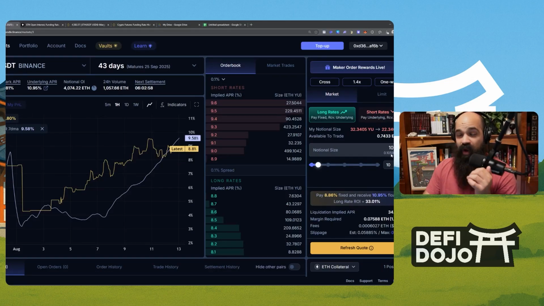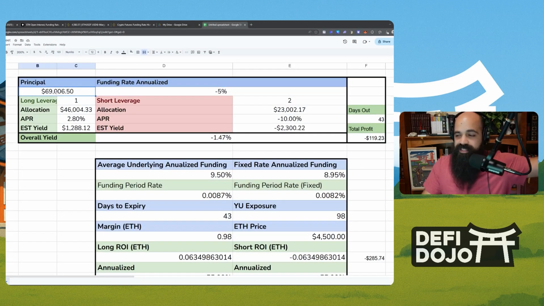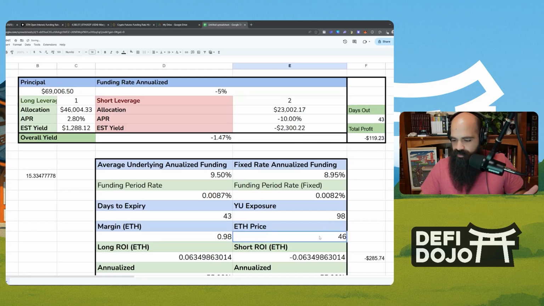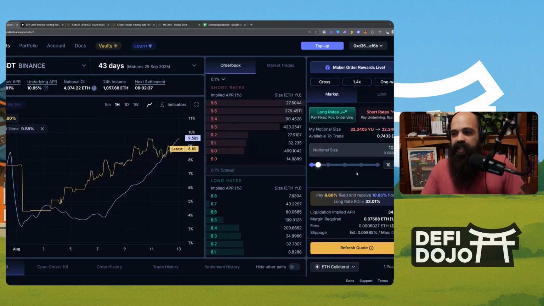Well, it only requires a 1/10 of an ETH. So your principal is $69,000, which by the way is how many ETH? So let's just do this divided by this. We'll make this 4.6K by the way, 4,600. So your principal is 15 ETH, right? You have 15 ETH's worth of principal. It only takes you 0.1 ETH to hedge your entire position, right?